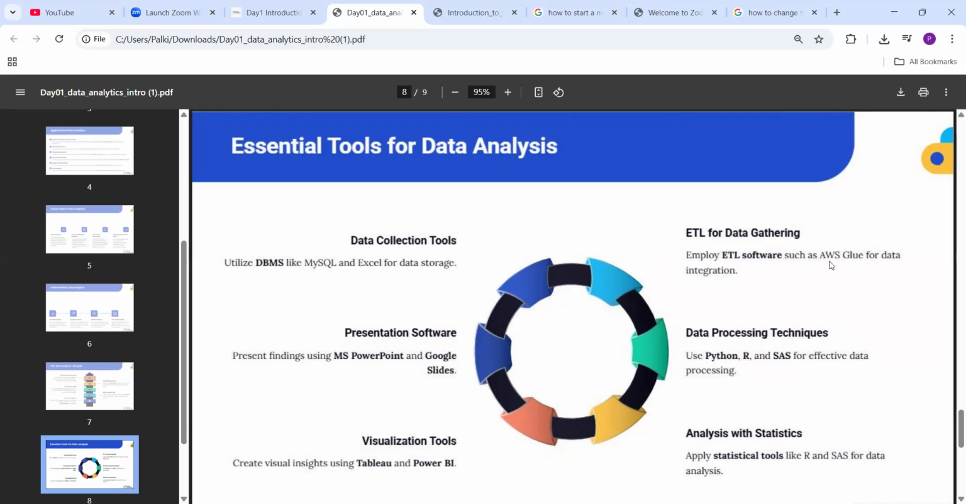Employ ETL software such as AWS Glue for data integration. Data processing techniques. Use Python, R, and SAS for effective data processing. Like how you will process your data, how you will think that this data is accurate, or how you will clean it is through these languages: Python, R, and SAS. When we draw the insights, we also do the reporting. Analysis with statistics. Apply statistical tools like R and SAS for data analysis.